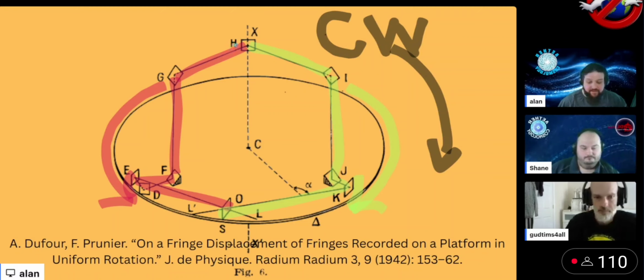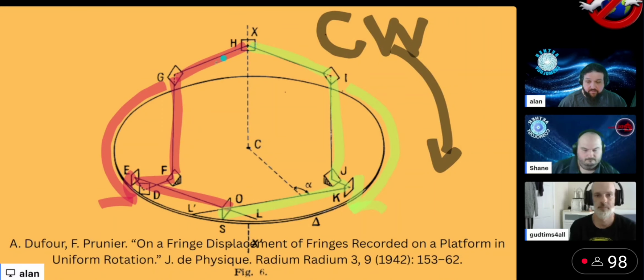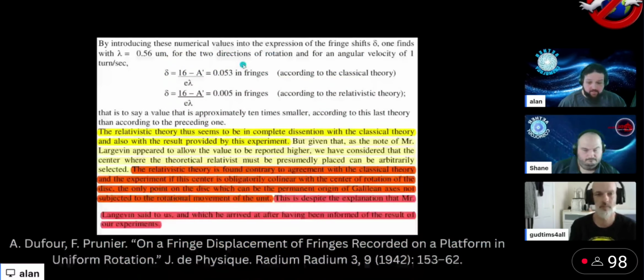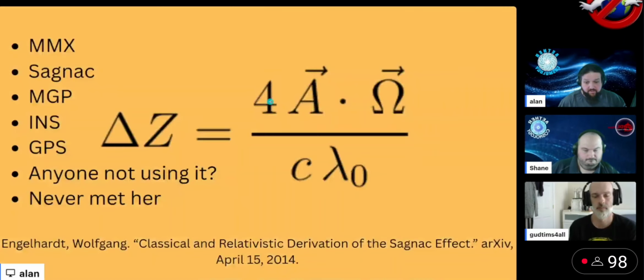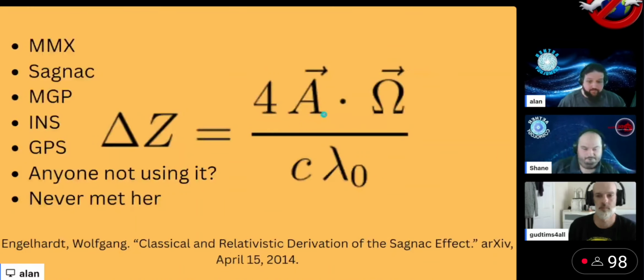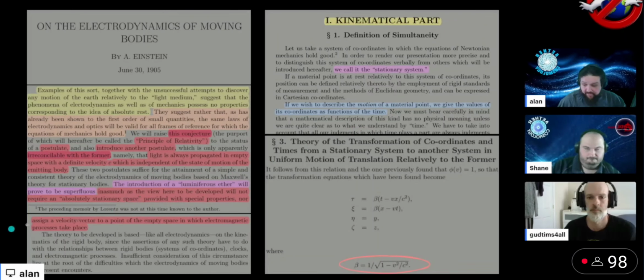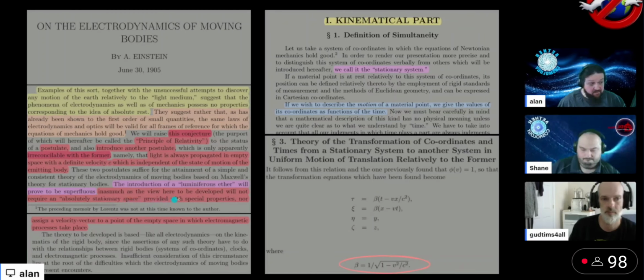So when you apply Einstein's equations where both frames are fixed to the lab wall, it's off by a factor of 10. It makes the wrong prediction. That's what's being described there, unless you transform to the midpoint, and then you could describe the full timing difference relative to this midpoint. And that's what they do. And that's an explicit violation of the theory, because remember, he says we're not going to use an absolutely stationary space provided with special properties, nor assign velocity vectors to a point in empty space where electromagnetic processes take place.